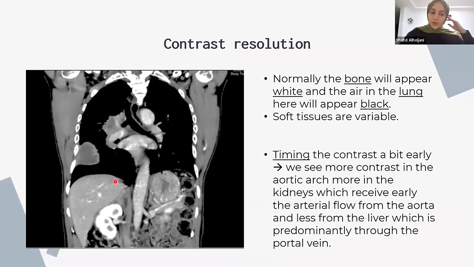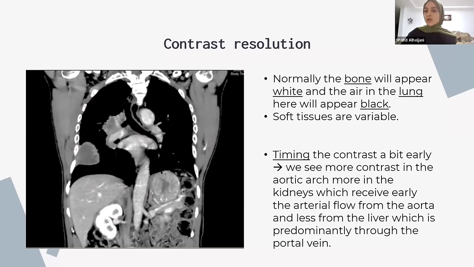For example, here, which organ is this? Anyone tell me in the chat? Can you guess which organ this is? Okay. Yes, so this is the liver here. And what do you have under the liver? Yes, so this is the kidney. So here we have the liver, here we have the kidney. Here you have the arch of the aorta, here you have the bones, which are the ribs. So you have different shades.